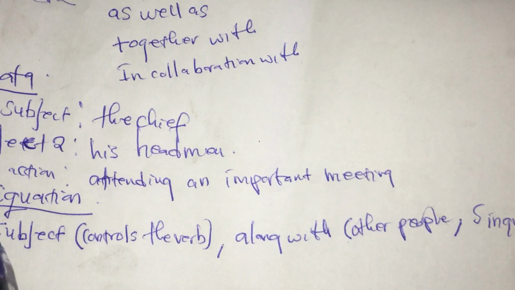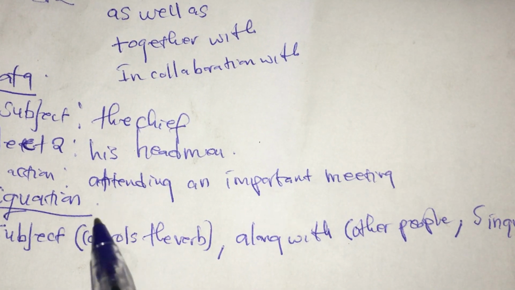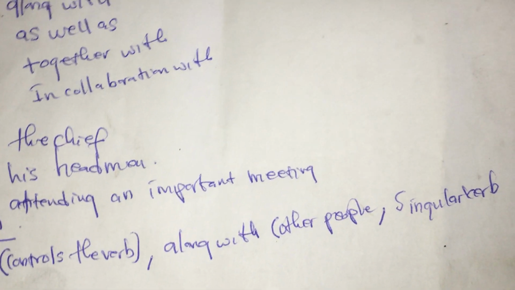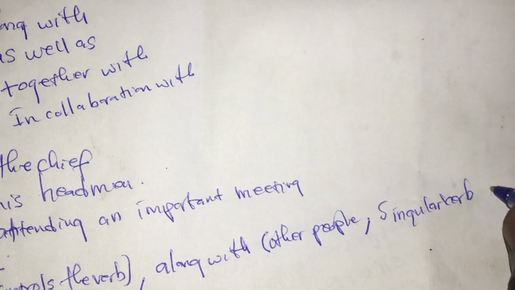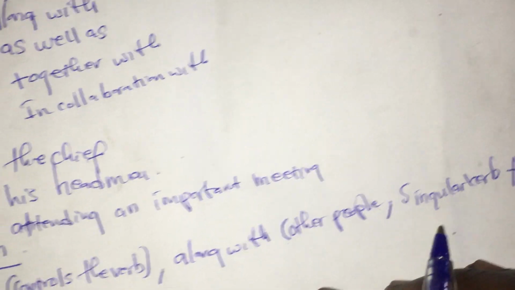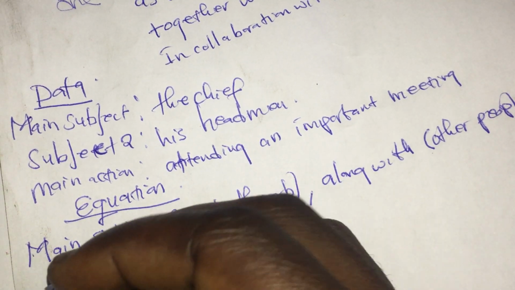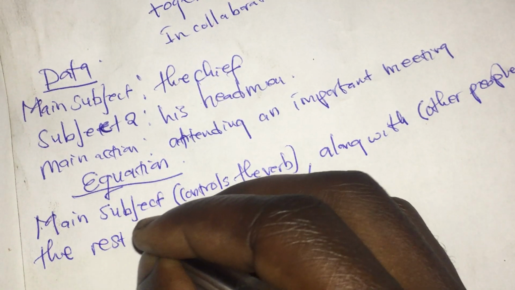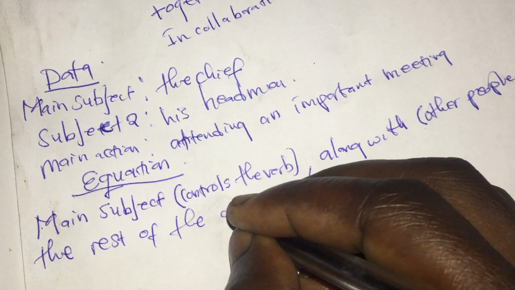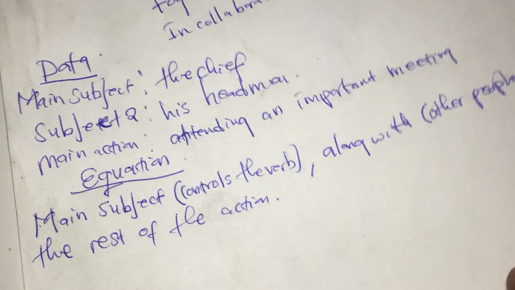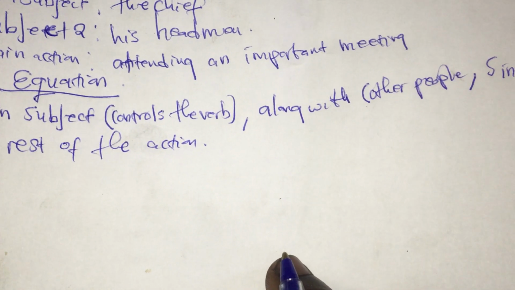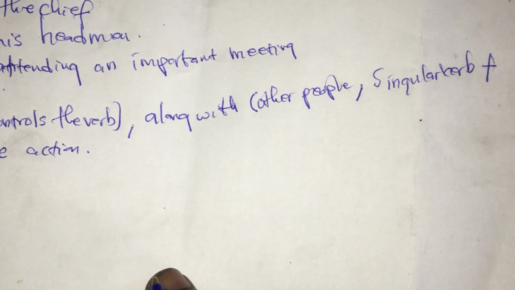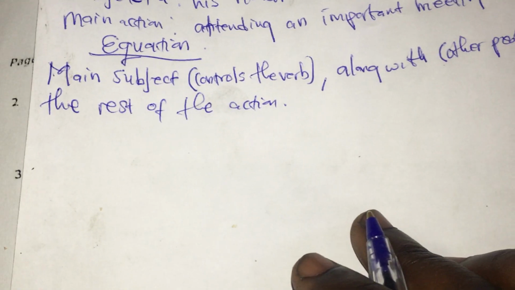So if our main subject, let me say there were more than two, we would have just written a plural verb. So now here I'm going to say then plus the rest of the action. That's how it is. So this is the equation. The main subject controls the verb, then we have "along with", then other people, then we have a singular verb, then plus the rest of the action.